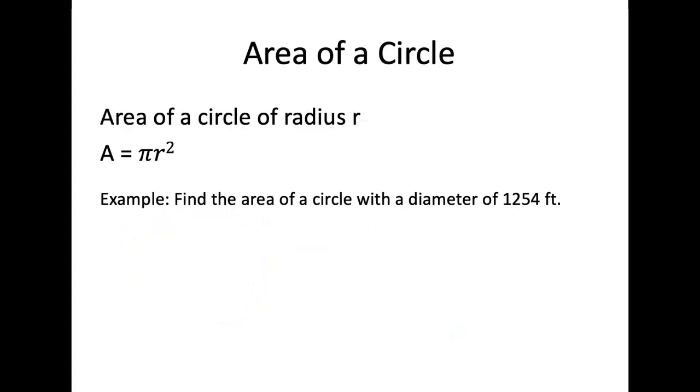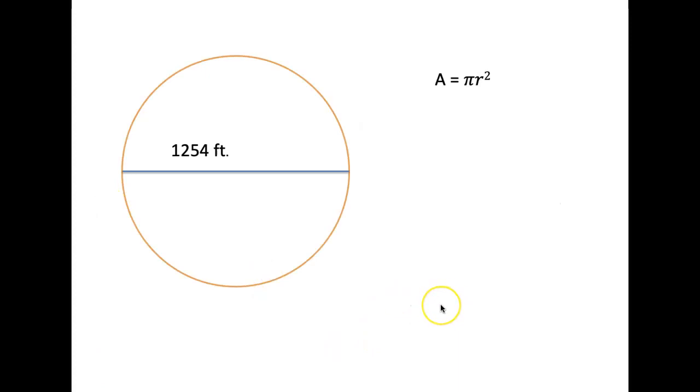To determine the area of a circle, our formula now is pi times the radius squared. So it's pi r squared. The example they've got here for us is to find the area of a circle with a diameter of 1,254 feet. Here we have a circle. This entire distance from point to point is 1,254 feet, and we're asked to find the area of the circle.